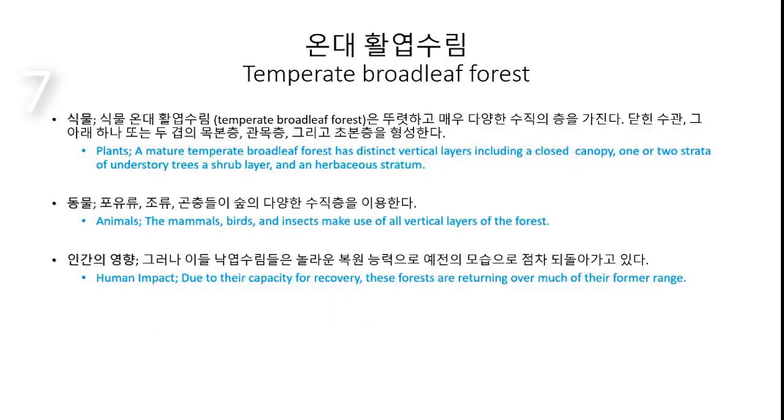Plants. A mature temperate broadleaf forest has distinct vertical layers, including a closed canopy, one or two strata of understory trees, a shrub layer and a herb layer. Animals. Mammals, birds and insects make use of all the vertical layers of the forest. Human impact. Temperate broadleaf forests have been heavily settled on all continents. Logging and land clearing for agriculture and urban development cleared virtually all the original deciduous forests in North America.